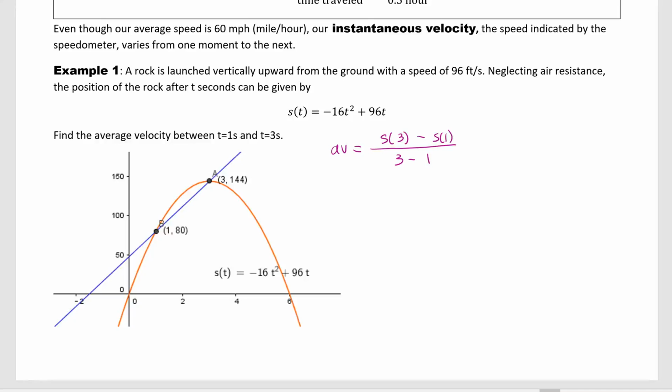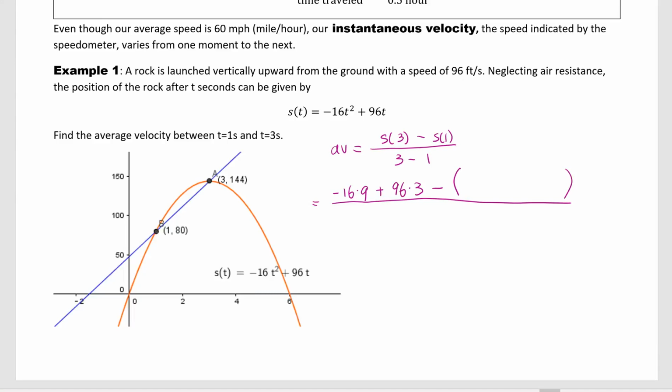But what is s of 3? This is our function, s of t. We plug in t equals 3. So minus 16 times 3 squared, which is 9, plus 96 times 3, minus. Here, please don't forget the parentheses. Parentheses are like our baby. Super, super important. I know you haven't had a baby yet, but maybe your future baby, right? So don't forget your baby in the mall.